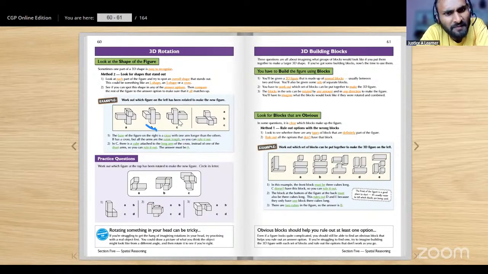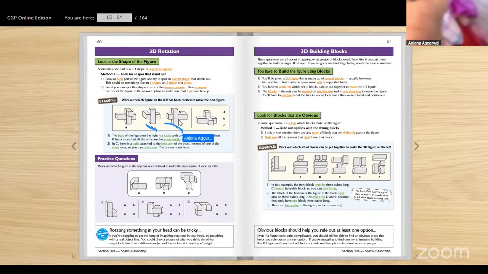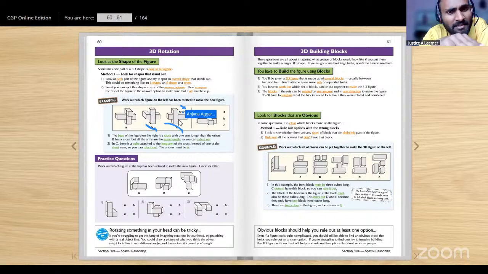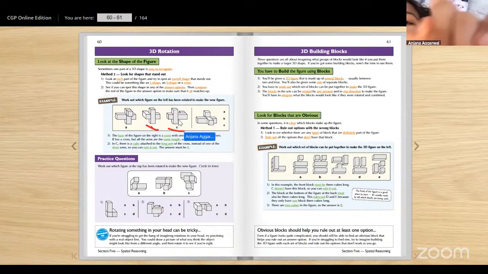Now in C we see a cube attached to the long arm, and there should not be anything attached to the long arm because we are talking of the base. So base should be straight. So option A is the only one where nothing is being attached in the wrong way.